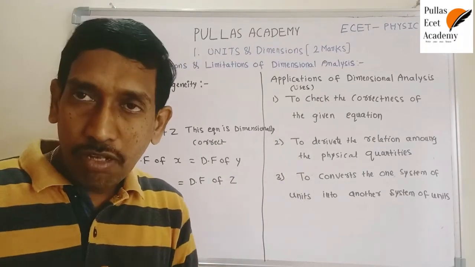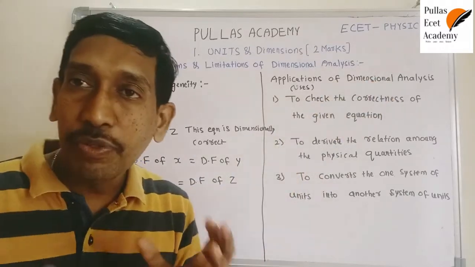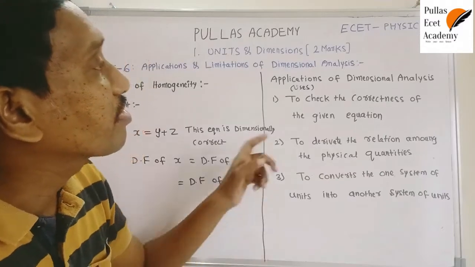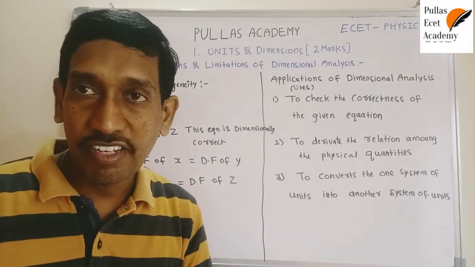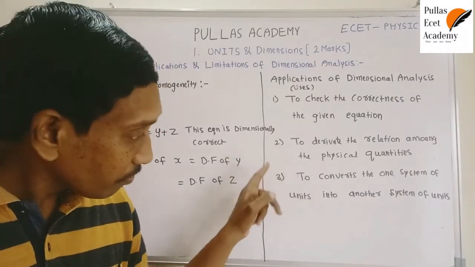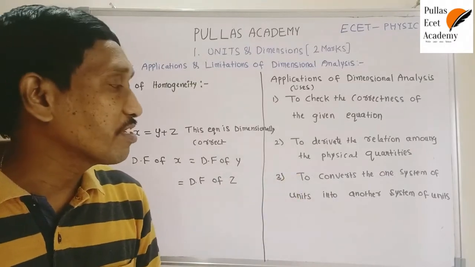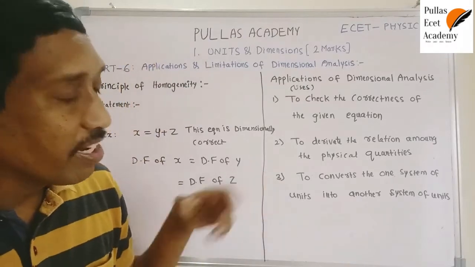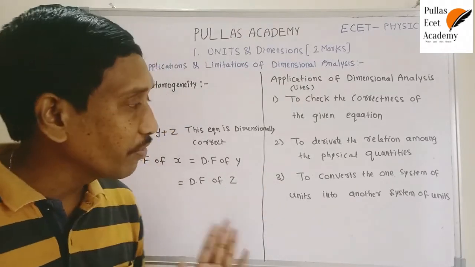Okay, now that means by application of dimensional analysis you get the relation among different physical quantities. That's also one more application of dimensional analysis. We will discuss it with one example clearly. Next, one more application is to convert one system of units into another system of units.